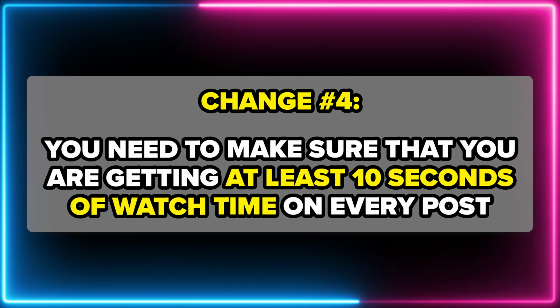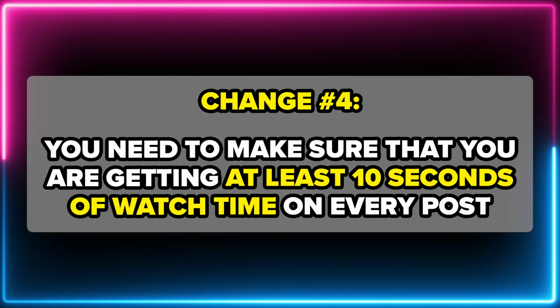Now, change number 4 is you need to make sure that you're getting at least 10 seconds of watch time every single time that you post a video on TikTok. If you want to be able to get over 40,000 views, this is the key metric that you need to make sure that you're hitting. And there are 2 easy ways for you to be able to do this. One, you can make short content anywhere from 6 to 12 seconds long that ends up getting over 100% watch time. And if the video is 6 seconds long, it needs to get almost 200% watch time.